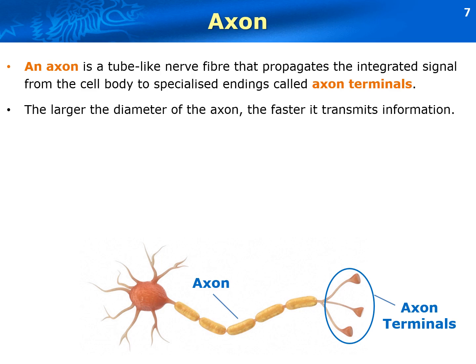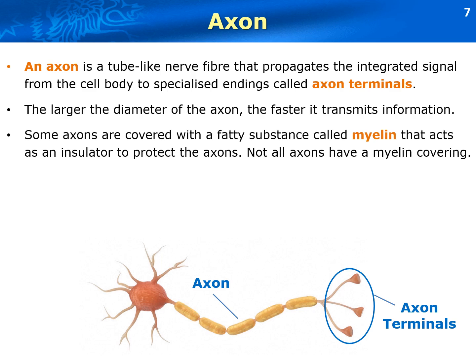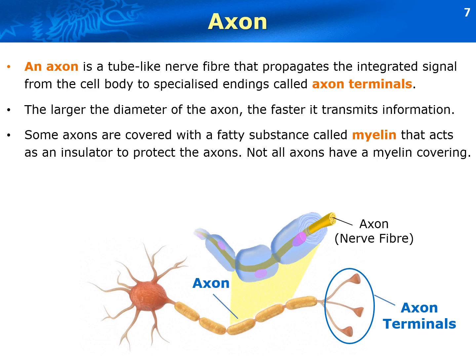One is the diameter of the axon. In general, the larger the diameter, the faster it transmits information. The second factor is a fatty substance around the axon called myelin. Some axons are covered with myelin that acts as an insulator to protect themselves. As illustrated in the following picture, the blue stuff is the myelin. Note that not all the axons have a myelin covering.